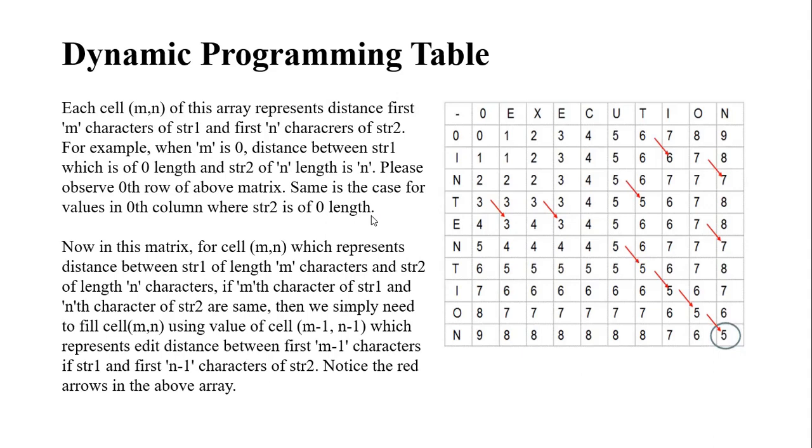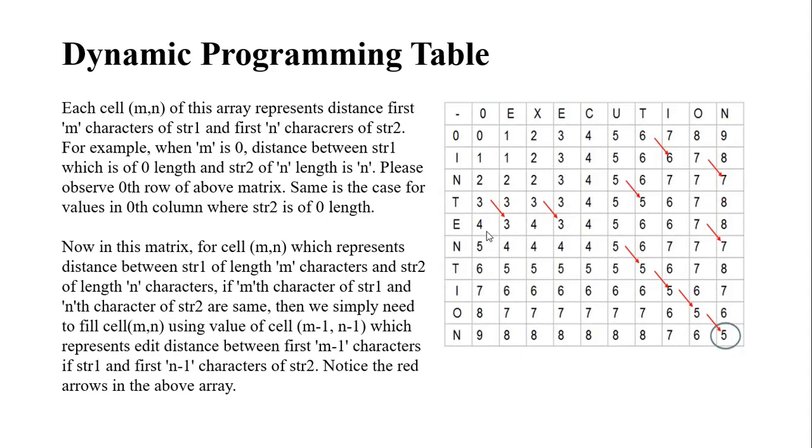Each cell m, n of this array represents the distance between the first m characters of string 1 and the first n characters of string 2. For example, where m is 0, it is the distance between a string of length 0 and a string of length n. Observe the zeroth row of the matrix; the same is the case for the values of the zeroth column, where the string has zero length.